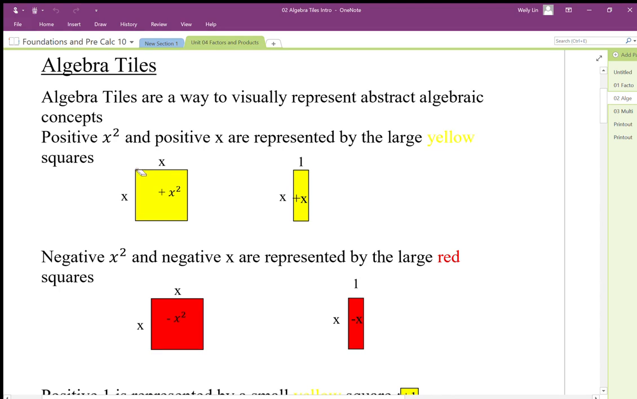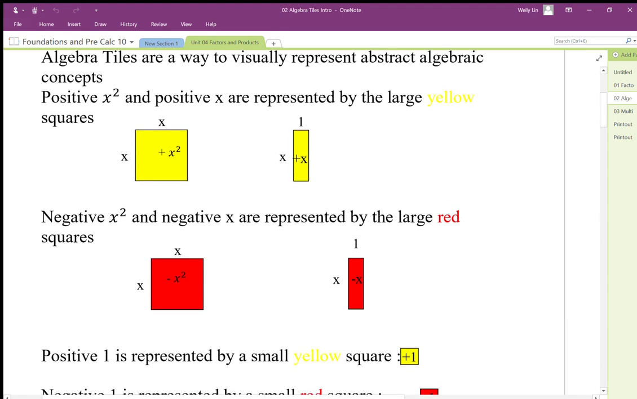So the length of this tile is x, the width of this tile is x, and the area is x squared. It's important to understand the difference between the length and width, or the factors, versus the product or the actual calculation, which is x squared. Here the area is x, the length is 1, the width is x. Again, it's important to recognize the length and width of this.